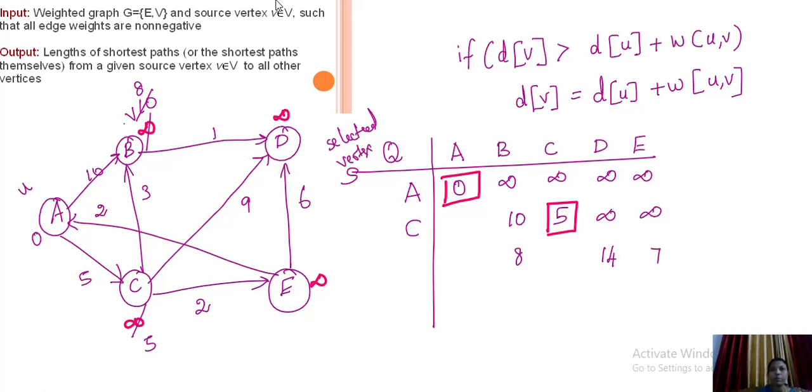Right? So what do we have to do next? Now we have to choose the minimum among all of these. The minimum among all of these is 7. That is the distance of E. So now the selected vertex is E. Okay.